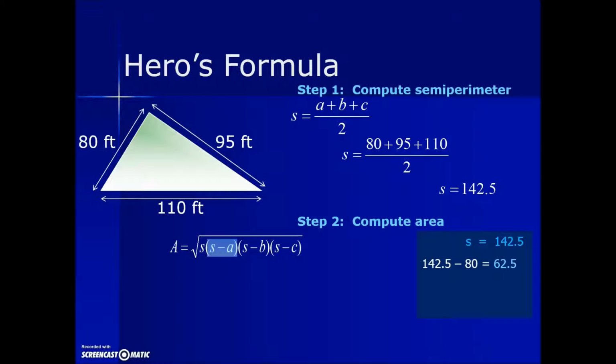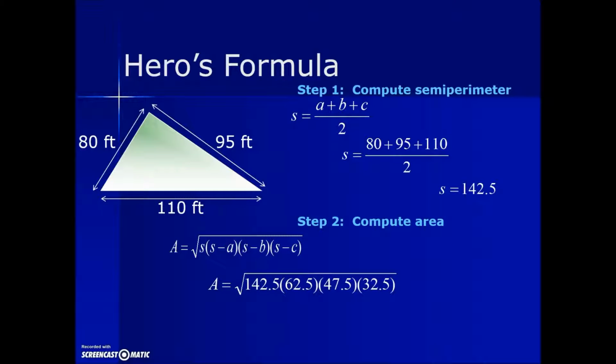So S minus one side, which we'll use the 80-foot measurement, results in 62.5. S minus B, a second side, using the measurement of 95 feet, gives us a difference between the semi-perimeter and 95 equal to 47.5. And the third difference is the semi-perimeter and the third side. We haven't used 110 yet, so 142.5 minus 110 is 32.5.